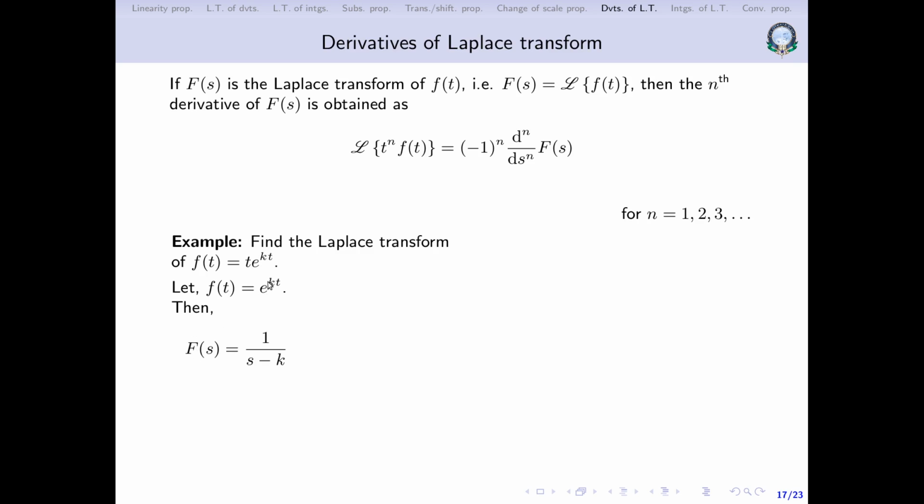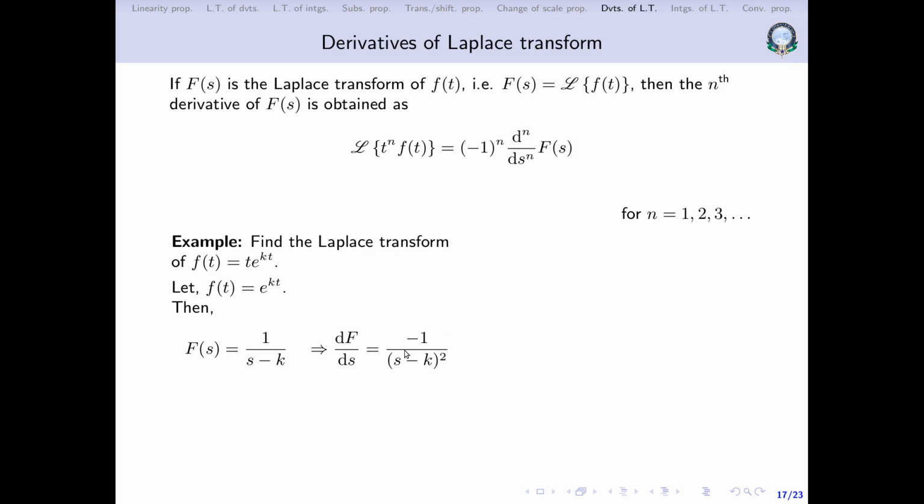Then we already know, in the previous lecture we found out, the Laplace transform of e to the power kt, which is equal to 1 by s minus k. That is the Laplace transform of e to the power kt. So when you differentiate this, that is dF by ds is equal to minus 1 by s minus k whole square.